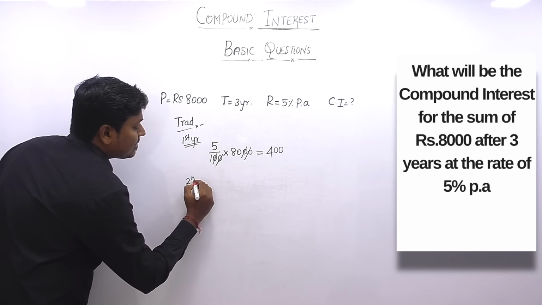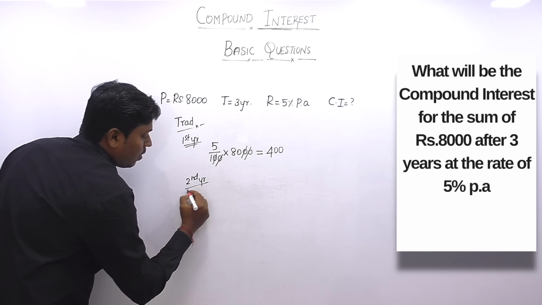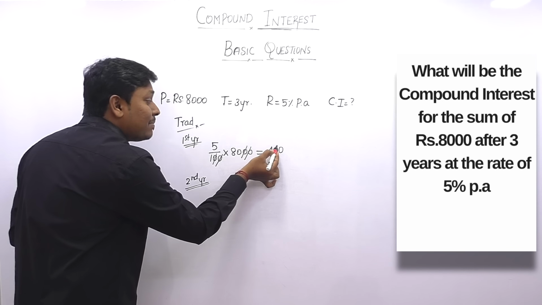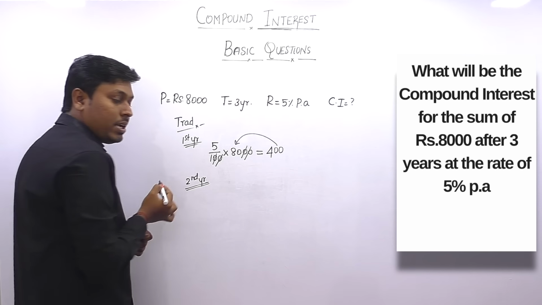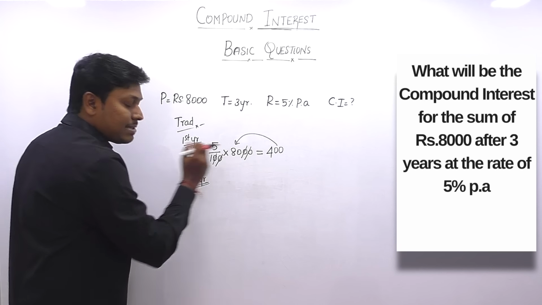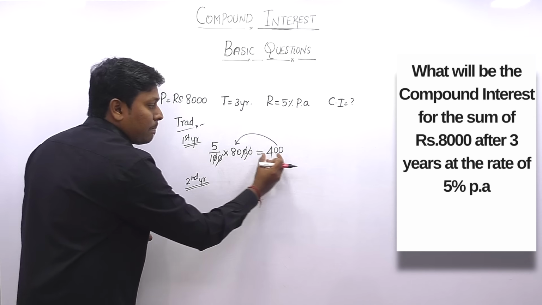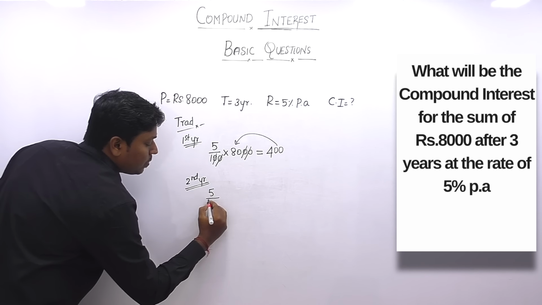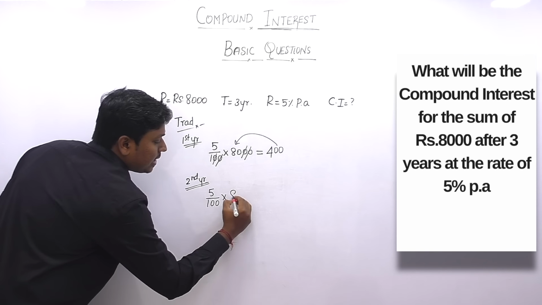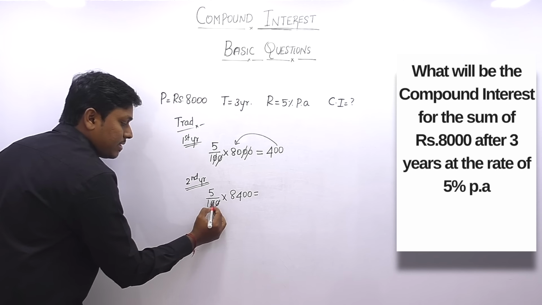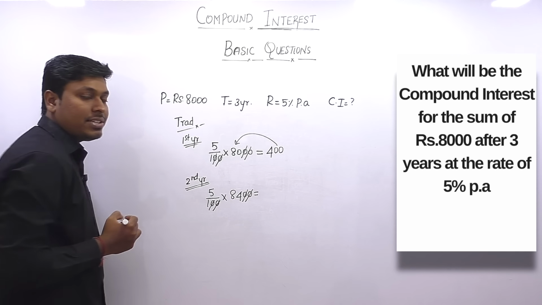In order to find the second year compound interest, what you need to do is you need to add the previous year interest with the principal. Got it? So previous year compound interest is 400 and the principal is 8,000. So 8,000 plus 400 will be 8,400. For the second year, you need to find 5% of 8,400. Got the logic, friends? So you need to cancel 0, 0. Similarly, you need to cancel 0, 0.